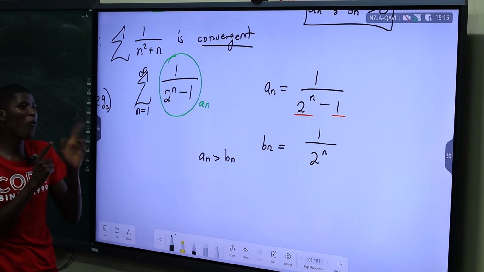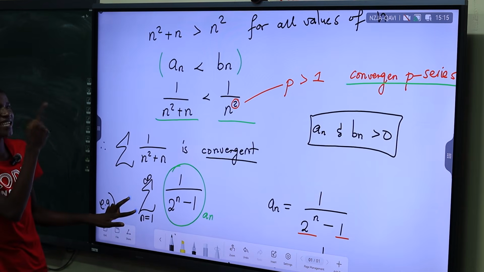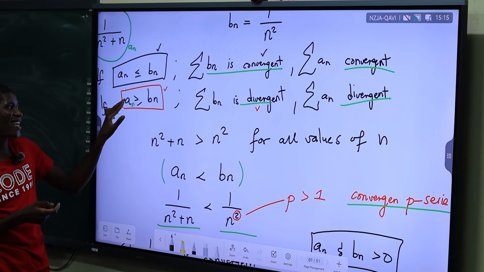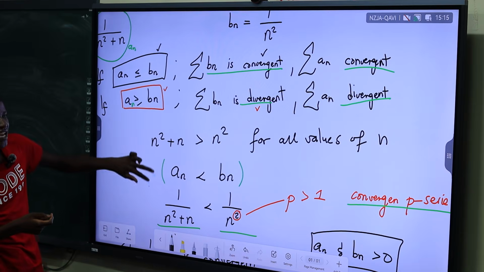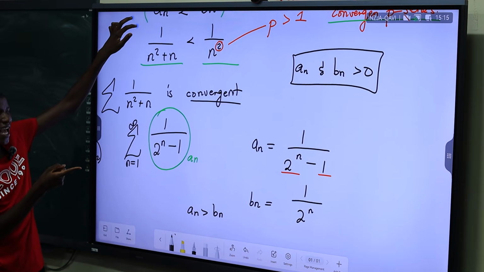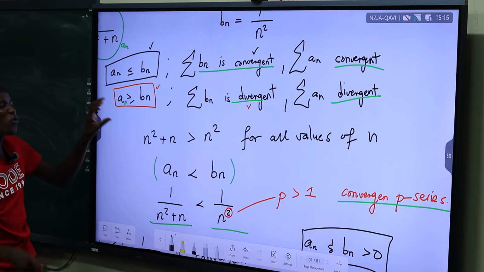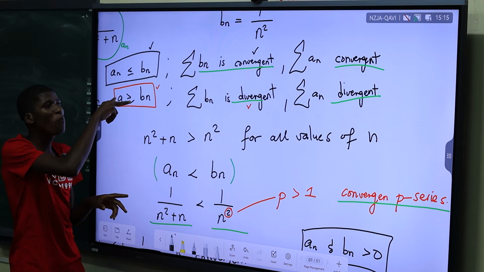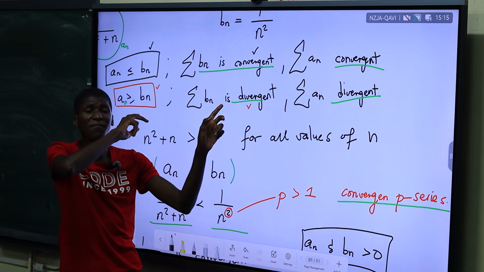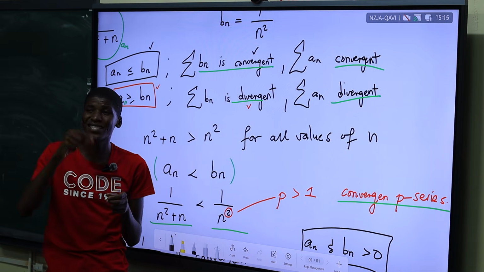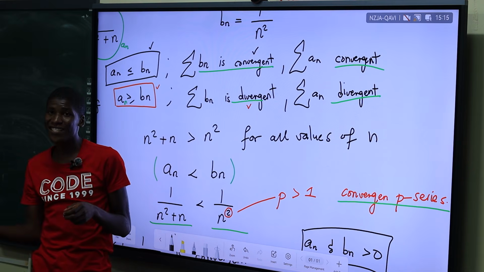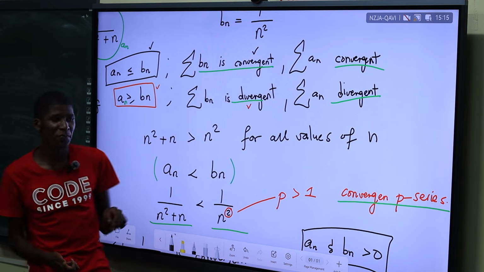Now, let me show you why you will try this one and it will fail. When you come here, the condition set is: an is bigger than bn. But now remember, you need to meet two things. An must be greater than bn, and one of them must diverge. You must be able to determine that a1 diverges, then automatically the other one diverges.